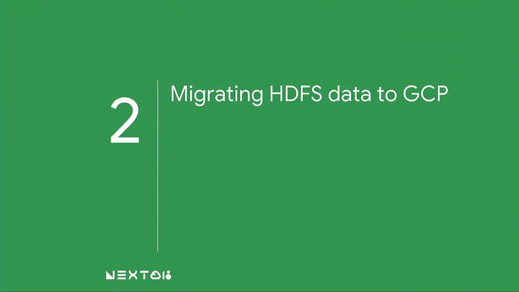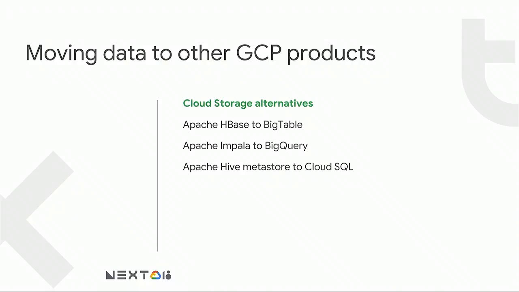Section 2. So we've talked about infrastructure. Let's talk very quickly about data. We've been through this a few times. You can migrate data from Apache HBase to Bigtable, equivalent technologies. You can migrate data from Apache Impala to BigQuery. And if you've got Hive running, you may want to think about running your Hive metastore on Cloud SQL, which is Google's open source implementation of MySQL. Make sense?